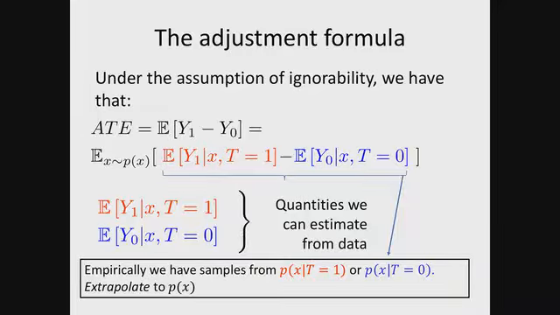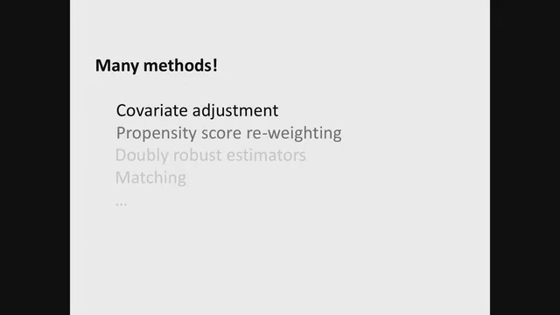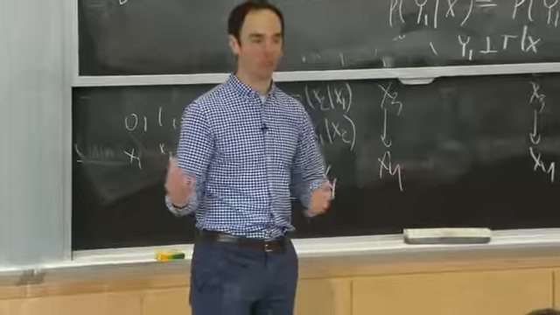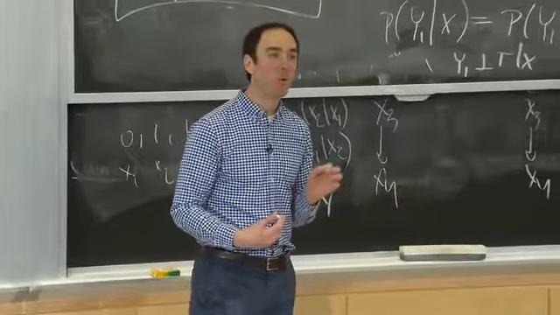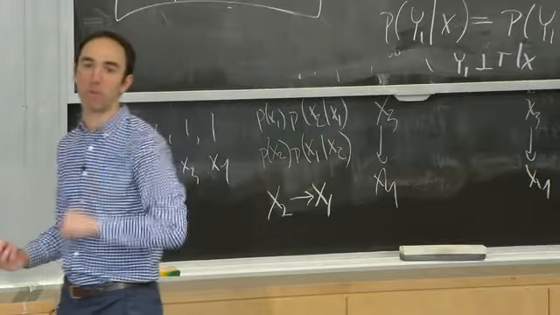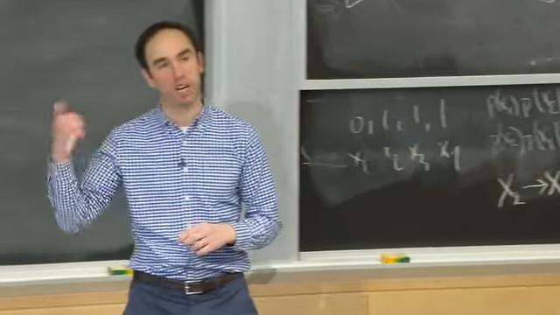So there are many attempts now. From here, there are many ways that one can go. Hold your question for a little while. Types of causal inference methods that you will have heard of include things like covariate adjustment, propensity score reweighting, doubly robust estimators, matching, and so on. And those are the tools of the causal inference trade. In this course, we're only going to talk about the first two. In today's lecture, we're only going to talk about the first one, covariate adjustment. And on Thursday, we'll talk about the second one.